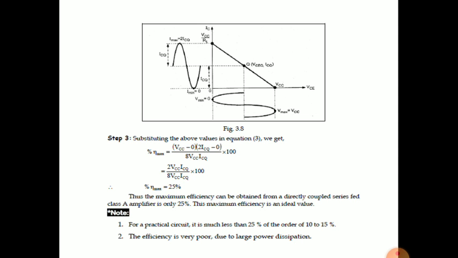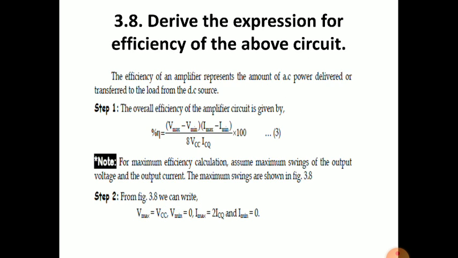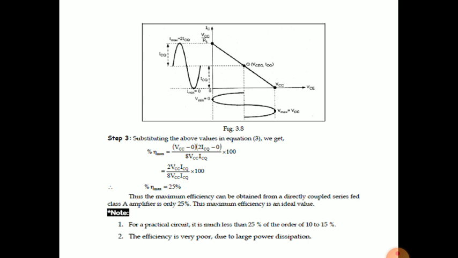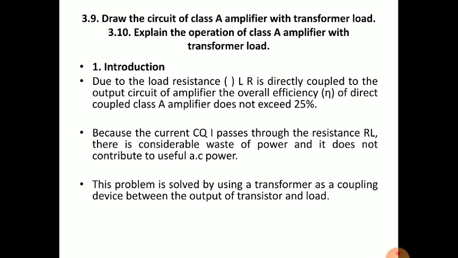DC load line and AC load line graph, where we draw the load lines from the KVL equations of the circuits, and we get the maximum voltage swings. We substitute those values and get the eta max as 25%, which is very low, and this is also the theoretical ideal value. The practical value we get is much less than 25%. So in order to increase the efficiency, we go for the transformer load, also for impedance matching, and to decrease the power dissipation.